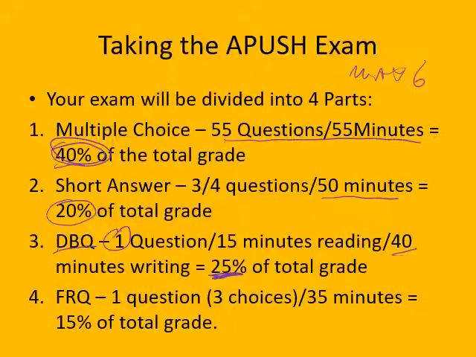Finally, the last part of the exam is the free response question. You have 35 minutes to do it, and it represents only 15% of your total grade, so it's the smallest portion. They have 3 different questions, choices A, B, and C. You do 1 of the 3 questions, no more, no less. Each one usually deals with a different time period in American history, so chances are at least 1 of those 3 you should be able to construct a good response for. So that is what the AP exam looks like. So we'll move on.